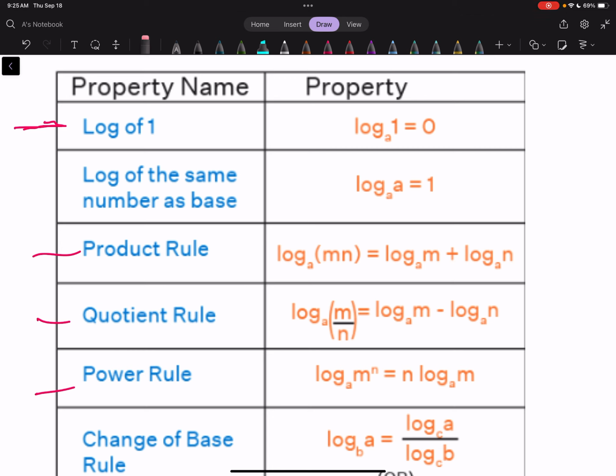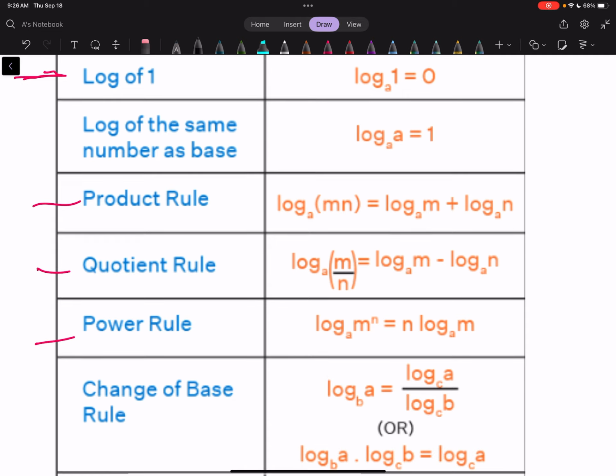The product rule. If I have a log of a base, and inside the parentheses have two numbers being multiplied together, I can separate those out into the log of the base to the m, and then plus log to the base of n. If it's dividing on the inside, instead of plus, you do minus. That's the quotient rule. Now that is expanding. Condensing, you can work in reverse order, so it's log base a of m plus log base a of n. It can just be log base a of m times n. So it works in either direction.